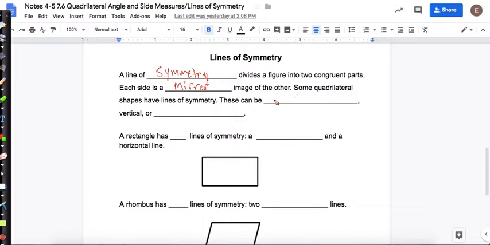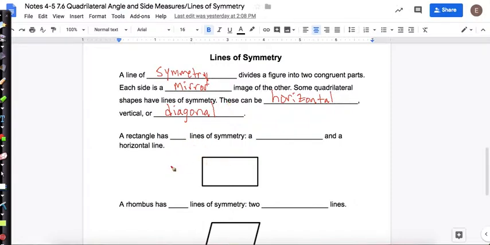These can be horizontal, vertical, or diagonal. Okay, so I want you to think of a rectangle, and when we fold it, it should be exactly the same. It should fold over perfectly and lie on top of each other.